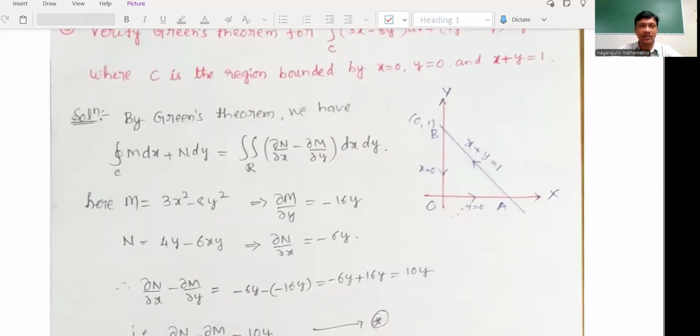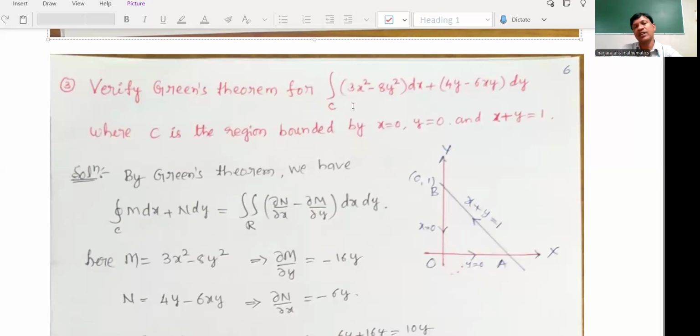Next, third problem. Verify Green's theorem for integral over C, 3x square minus 8y square dx plus 4y minus 6xy dy, where C is the region bounded by x is equal to 0, y is equal to 0 and x plus y is equal to 1. By Green's theorem, we have this condition: integral over the closed curve C, M dx plus N dy is equal to integral over the region R, dou N by dou x minus dou M by dou y, dx dy.